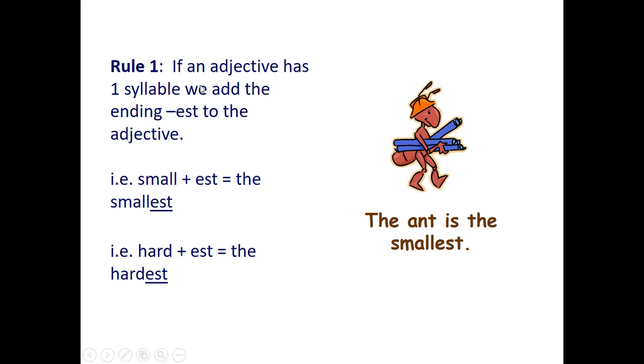For example, if you have an adjective that has 1 syllable, you're going to add the EST to it. So before it was small, we turned it into smaller. This time we're going to say smallest. The word hard, before it was harder, add EST. This time we're going to say it's the hardest. So the ant is the smallest.